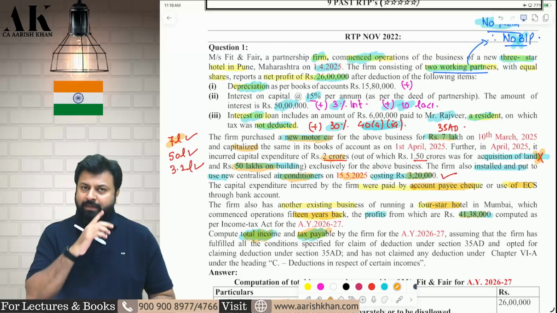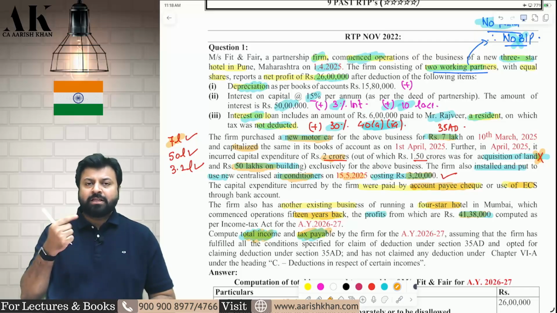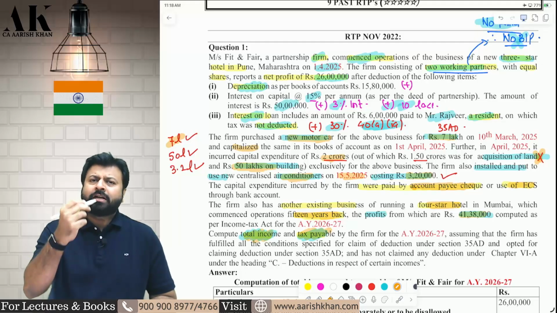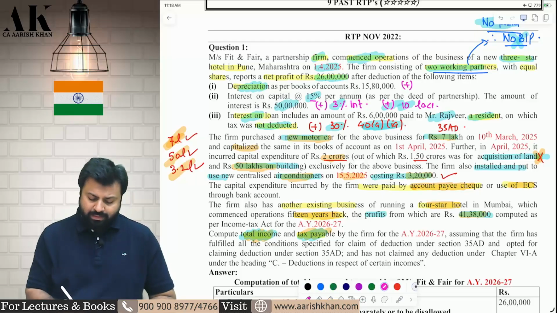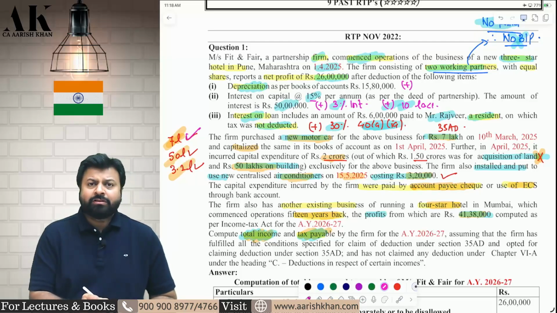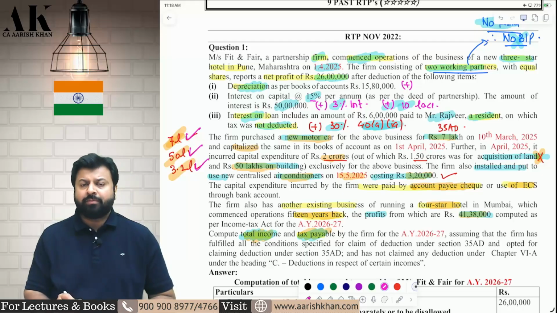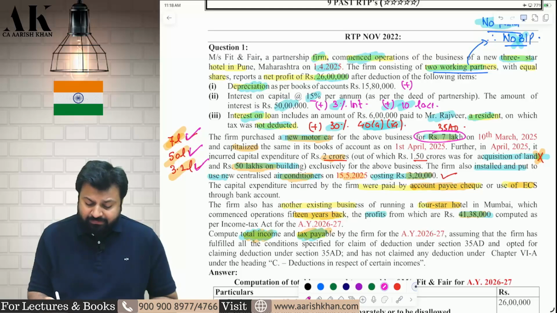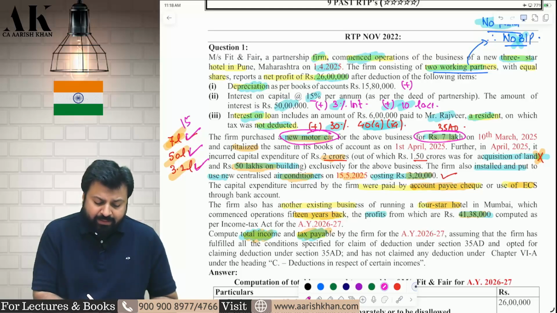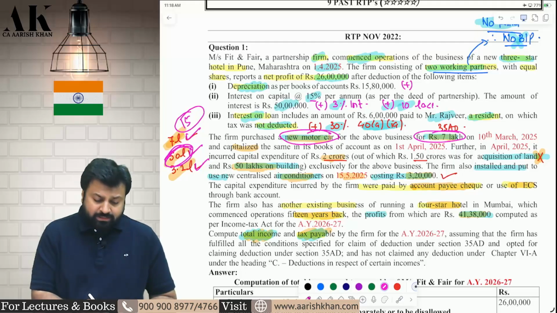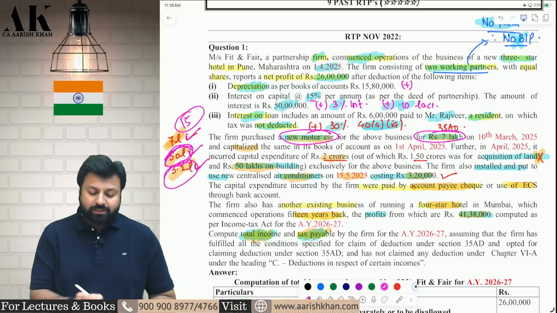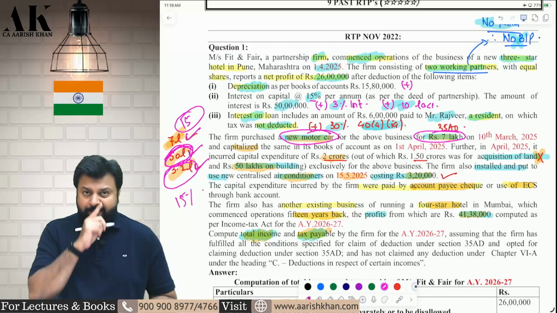How will we compute AMT? Take total income as per the normal provisions and add back all the 35AD deductions. Add back this 7 lakhs, add back this 50 lakhs, add back this 3.2 lakhs. And then claim depreciation on this 7 lakhs, claim depreciation on this 50 lakhs and claim depreciation on this 3.2 lakhs. This 7 lakh is a motor car, therefore claim 15% depreciation on this. This 50 lakh is a building. Claim 10% depreciation on this. This 3.2 lakhs is a new air conditioner. Claim 15% depreciation on it.